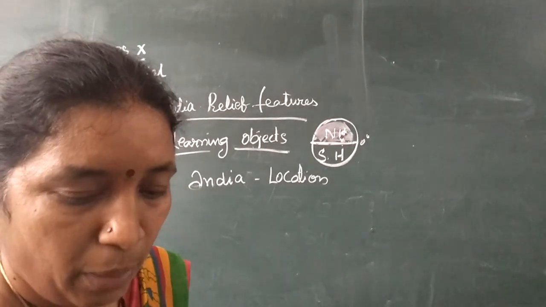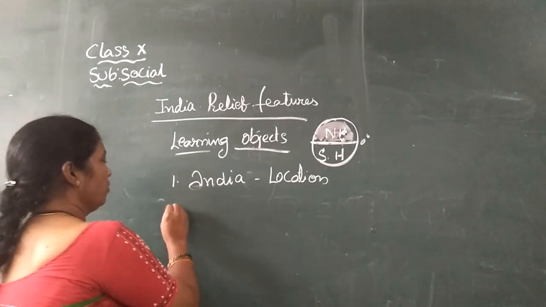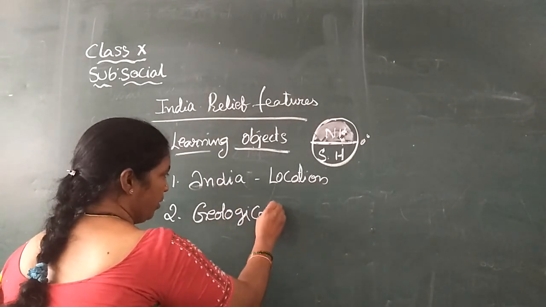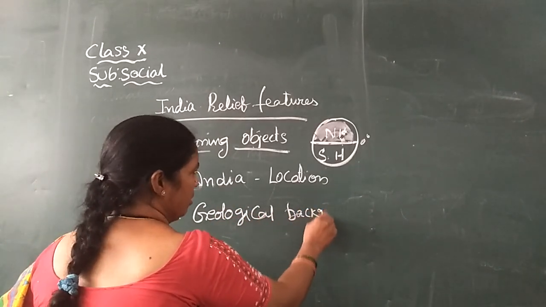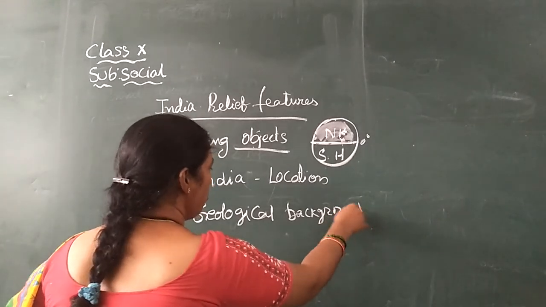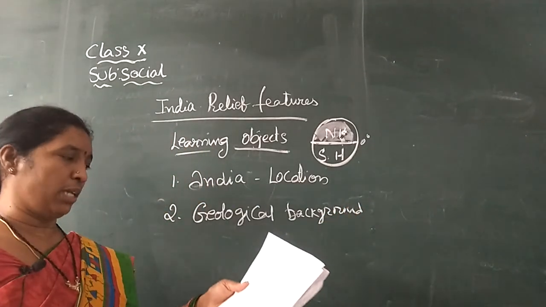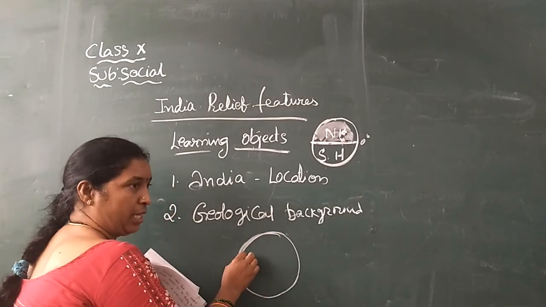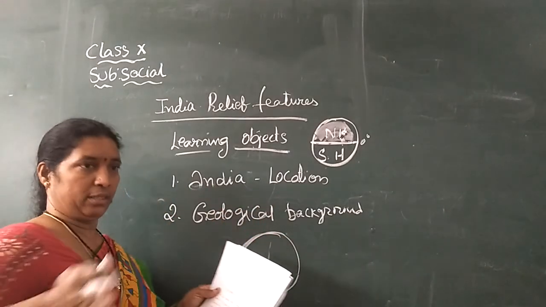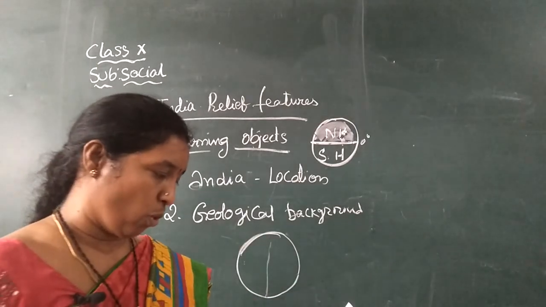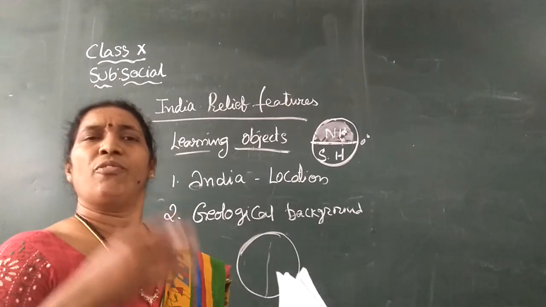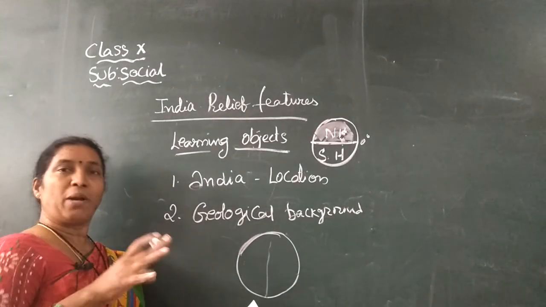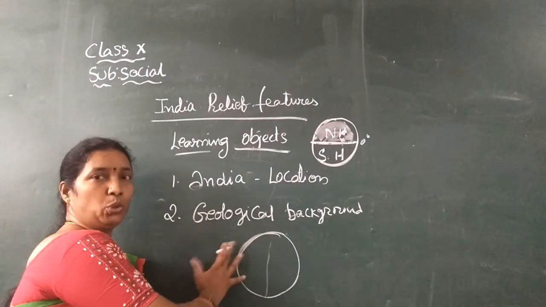Then we will go to the geological background of India. This is a very brief explanation I am going to give. The total landmass of the world, once upon a long time ago, through the process of weathering, erosion and natural deposition of sand, silt, dust particles and all, was divided into two parts.